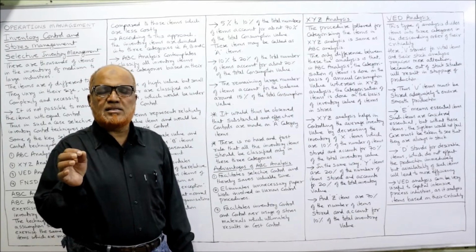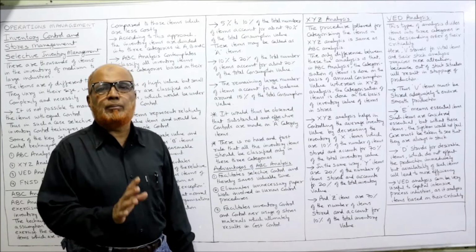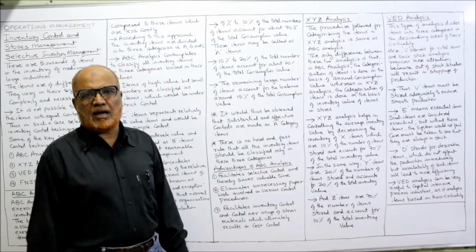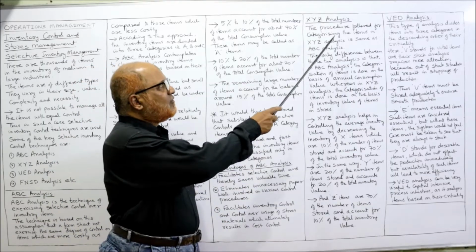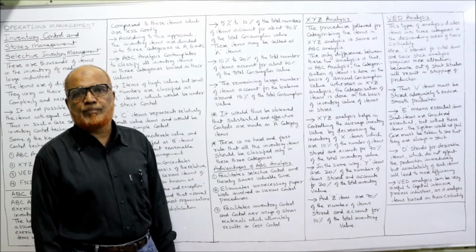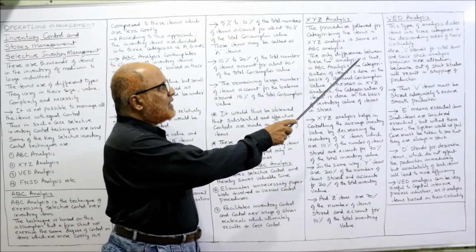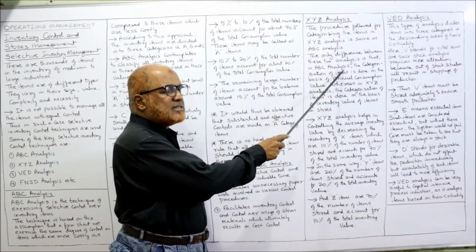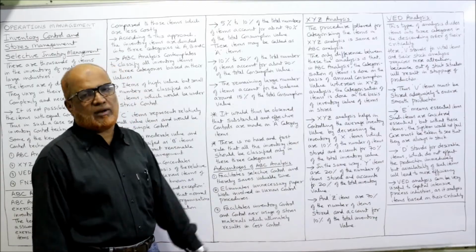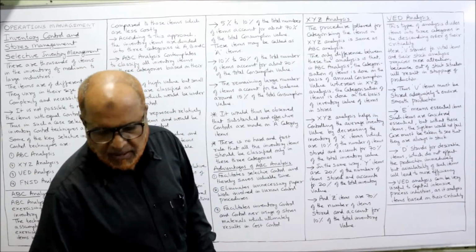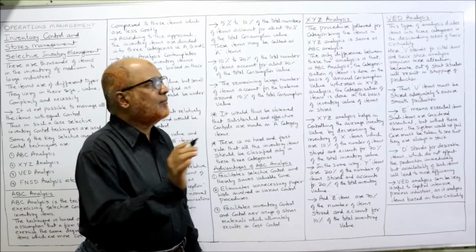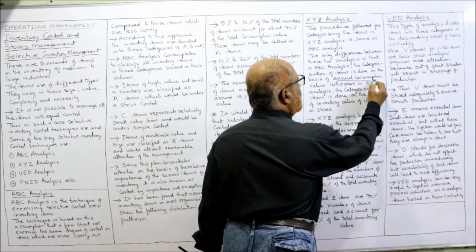Actually, XYZ analysis is almost similar to ABC analysis. Not much difference is there between ABC and XYZ. The procedure followed for the categorization of items in XYZ is the same as ABC. The only difference between these two analyses is that in ABC analysis, the categorization of items is done on the basis of annual consumption value. Now this point you remember. The categorization in ABC analysis is made on the annual consumption value.